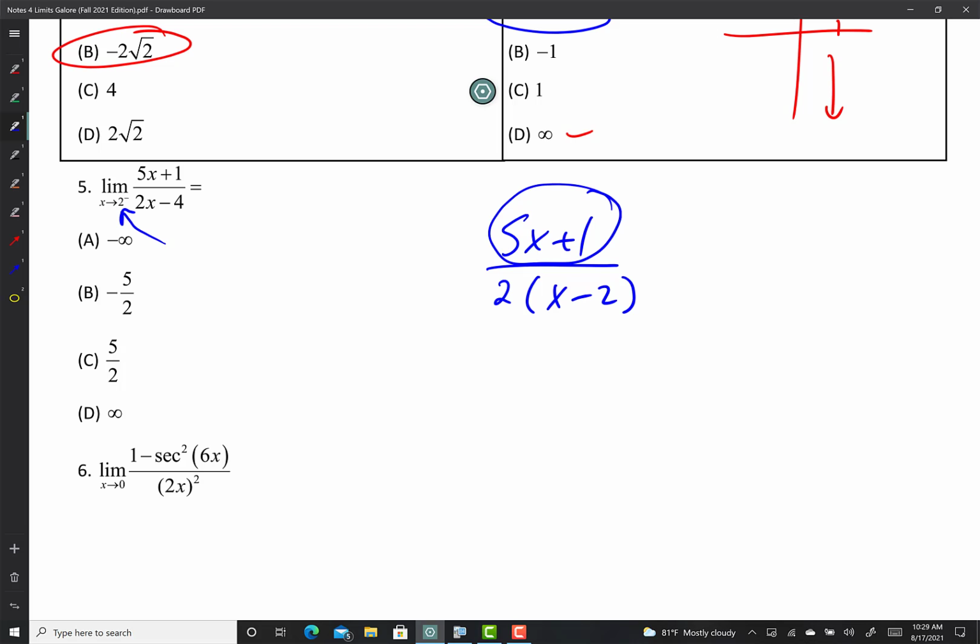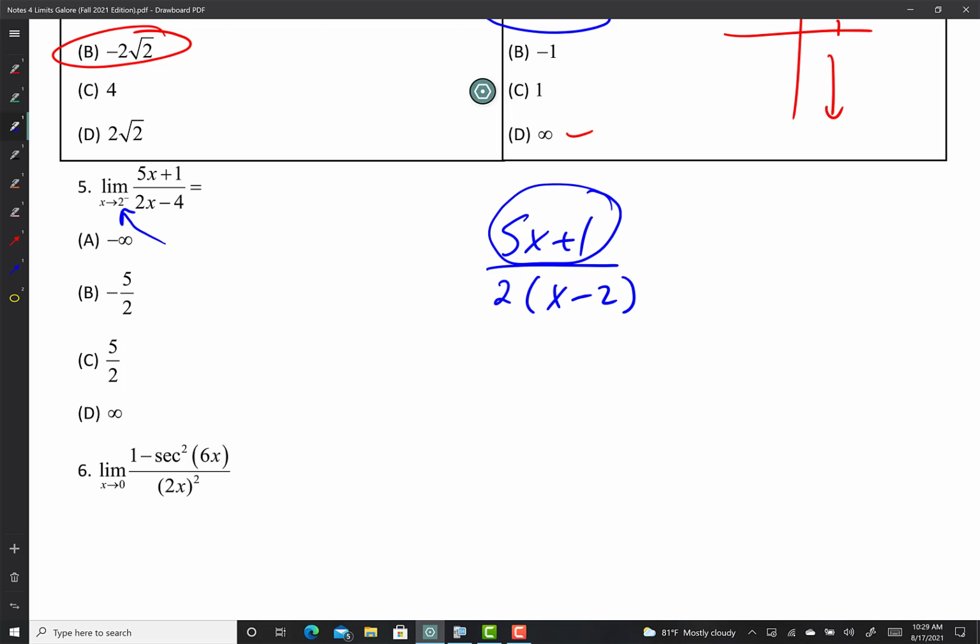Okay, let's start again. In the numerator, I know I'm going to be real close to 11. I don't care. It's just a number. I know that my output's either positive infinity or negative infinity. In the bottom, I'm approaching 2 from what direction? The left.